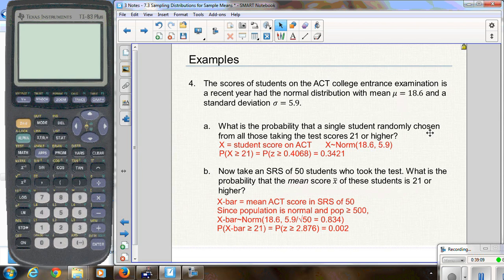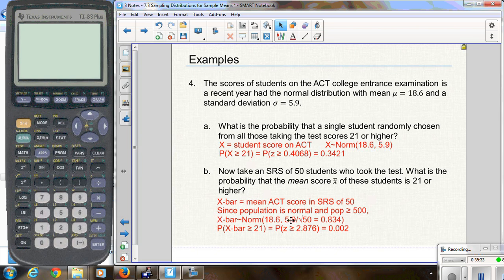And again, we can see that there's definitely a difference between the true mean and the sample mean. The question would be, how likely is that? And I know that the standard deviation is going to shrink a lot when I increase my sample size. So in this case, I'm defining X bar to be the mean ACT score in a group of 50. So again, I'm defining my variable.